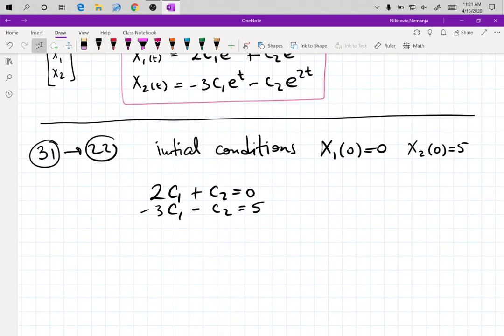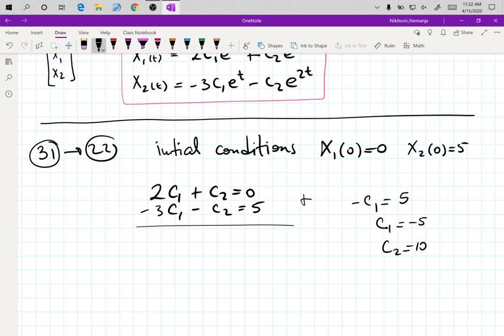As you can see, nothing can change. It's the same calculation as before, and you are now able to calculate your c1 and c2. Simply add these two equations because c2 cancels. We get negative c1 is equal to 5, so c1 is equal to negative 5. And if c1 is equal to negative 5, then that's 15 minus 5, so c2 should be 10. Because negative 5, negative, yes.